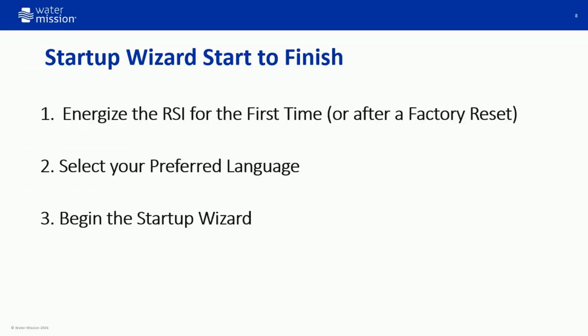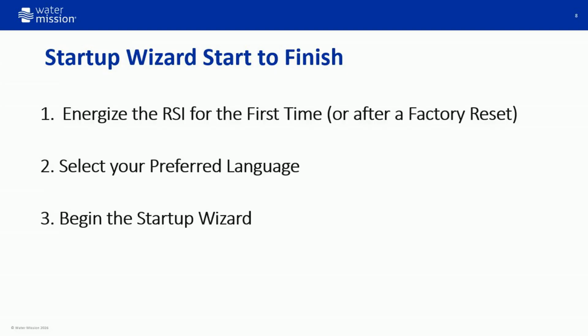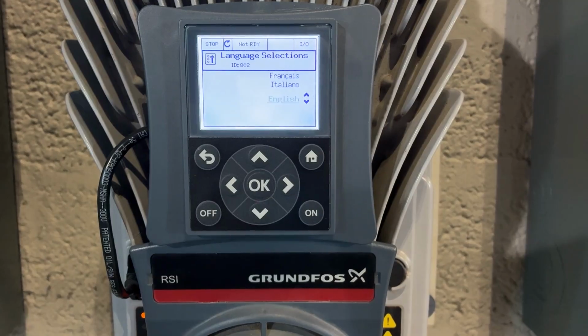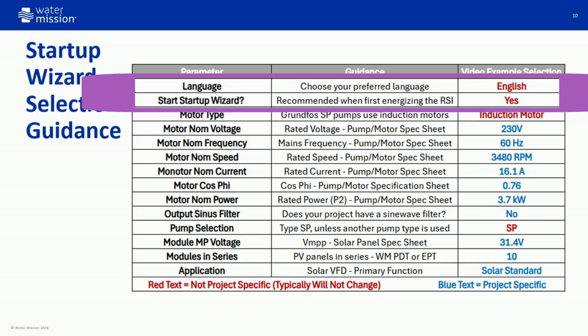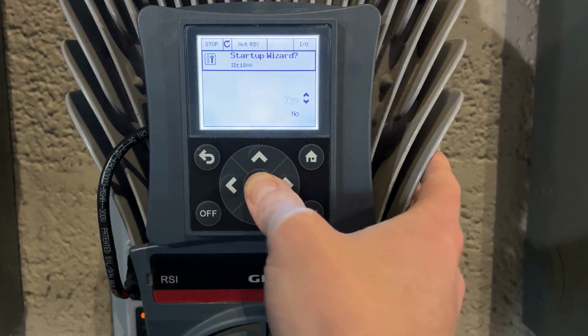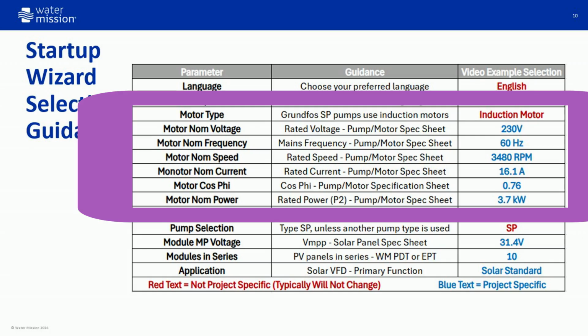First, energize the RSI for the first time, or this may be after a factory reset. Then select your preferred language and select Yes to begin the startup wizard. For motor type, Grundfos SP pumps are induction motors, so select induction motor. The remaining parameters in this section of the table can be found on the pump specification sheet.